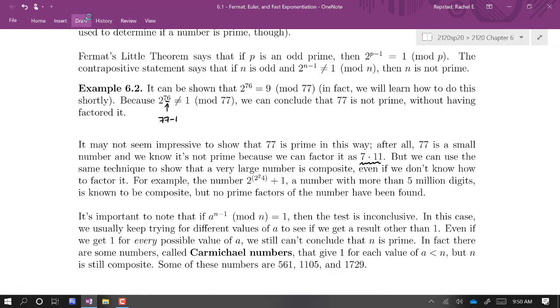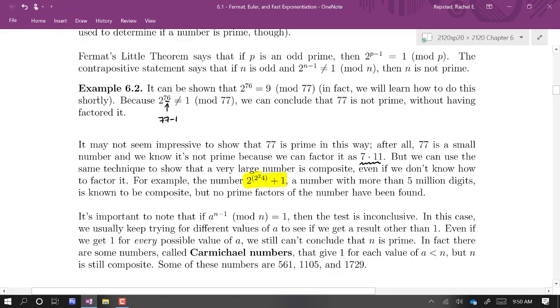For example, this number right here has more than 5 million digits. 2 raised to the power 2 squared times 4 plus 1. And we know it to be composite, but no prime factors have been found.